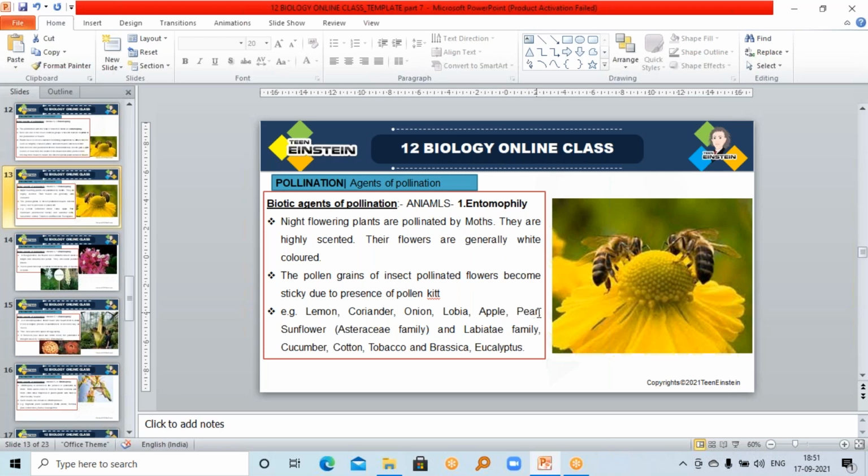Have you seen pear fruit? All these things come under entomophilous plants. Lemon, coriander, onion. Then in the Asteraceae family, almost all flowers are entomophilous. Then cucumber, cotton, tobacco, brassica, eucalyptus, all these are entomophilous plants.